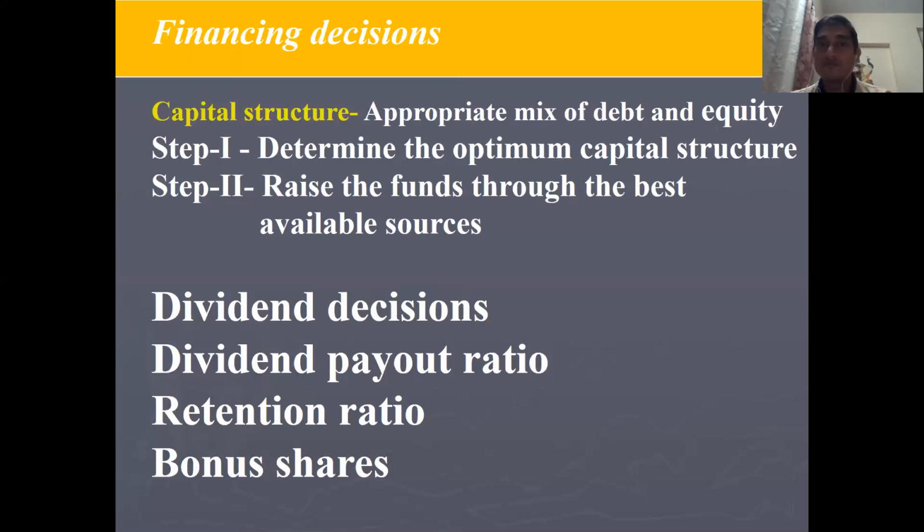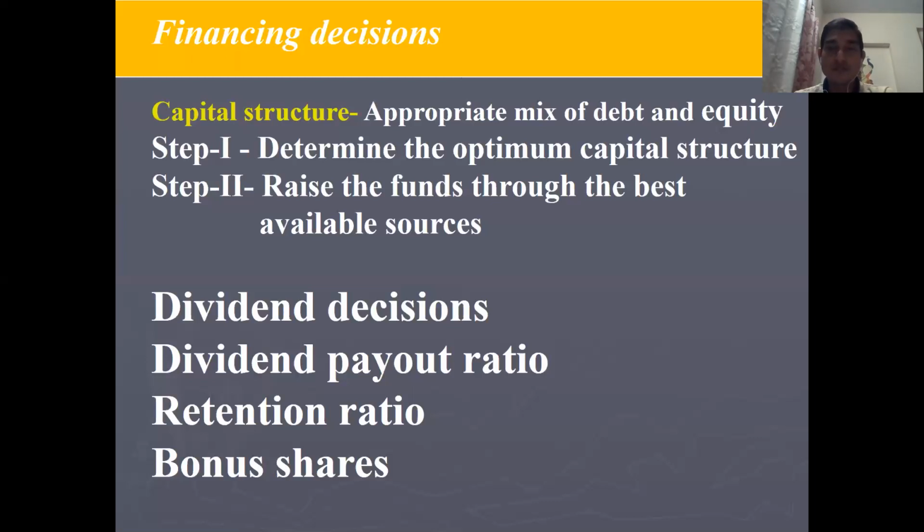So once you have decided the optimum structure, how much equity, now how you are going to raise that equity fund with the best available options under the equity domain. And the second one is how much debt you have already decided in step one. Now how that amount is going to be raised through different best possible avenues under the debt market. So that is what is involved in the financial decisions.